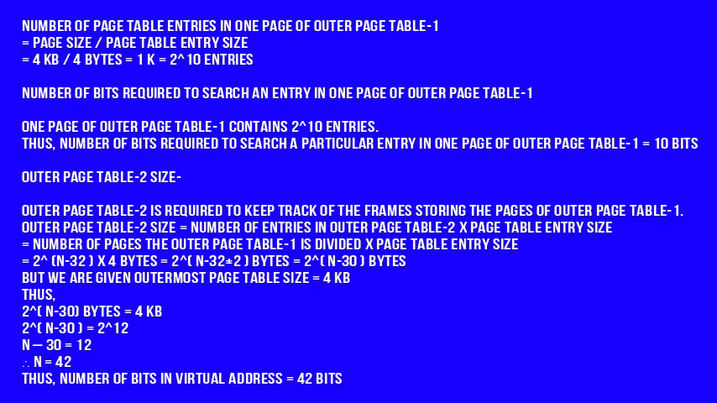But we are given that the outermost page table size equals 4 kilobytes. Thus 2^(n-30) bytes equals 4 kilobytes. So 2^(n-30) equals 2^12. It means n minus 30 equals 12, so n equals 42. Thus the number of bits in the virtual address equals 42. We have found the virtual address is 42 bits.